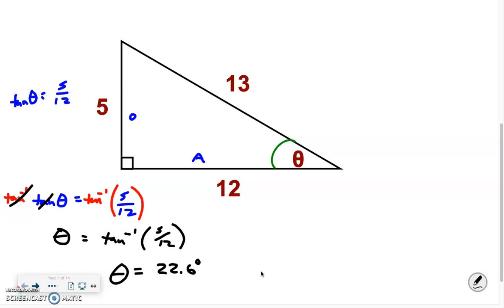Now, a question for you real quick. Did everybody's calculator give them 22.6 degrees? It wasn't like some calculator said 157.4 degrees or anything like that. So unanimously across the board, everybody's calculator says 22.6 degrees. Okay?